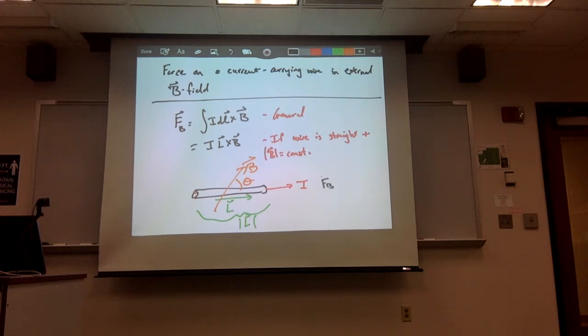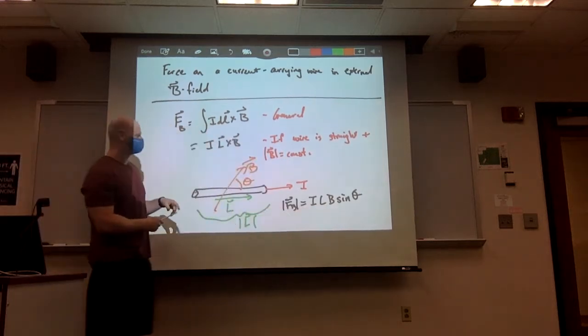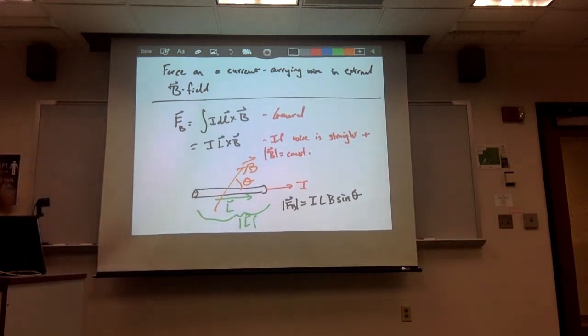So the magnitude of the force would be equal to the current times the length times B times the sine of the angle between the two. Again, this angle is technically the angle between the length vector and the magnetic field, but since the current is in the direction of the length vector, that's the angle.